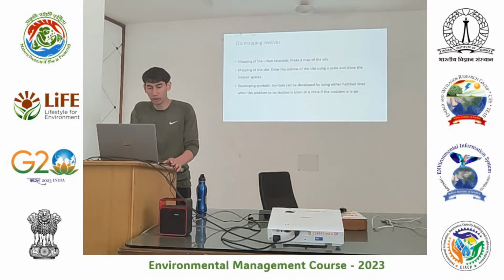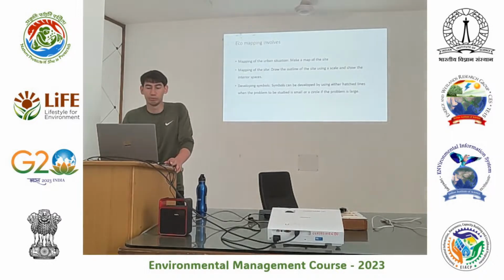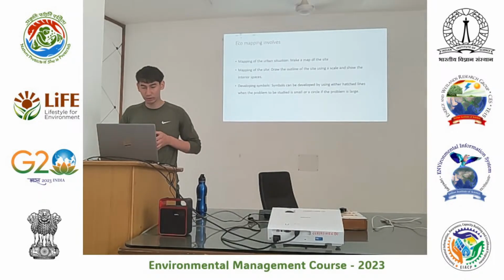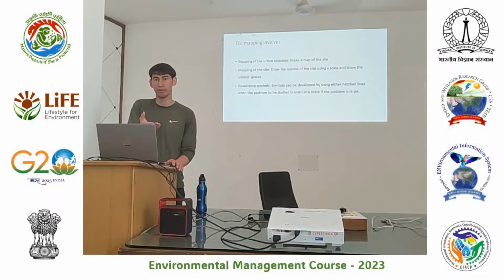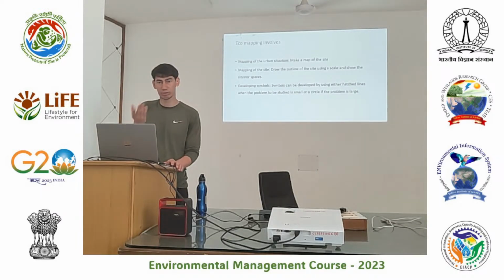So, what is involved in eco-mapping? First, mapping of the urban situation, making a map of the site. Then mapping of the site: draw the outlines of the site using a scale and show the internal space. And third is developing symbols. We can develop symbols for different types of things. As in this room, we can show points for chairs and squares for tables.